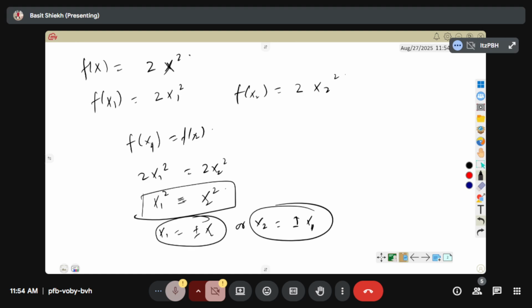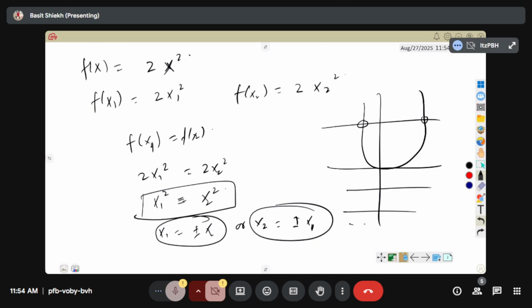Is this clear? Or you can draw the graph of this. It is like this. I draw one parallel line, I draw these lines first. Then I took one line above the x-axis and it touched my graph at 2 points. So my function is not one-one.